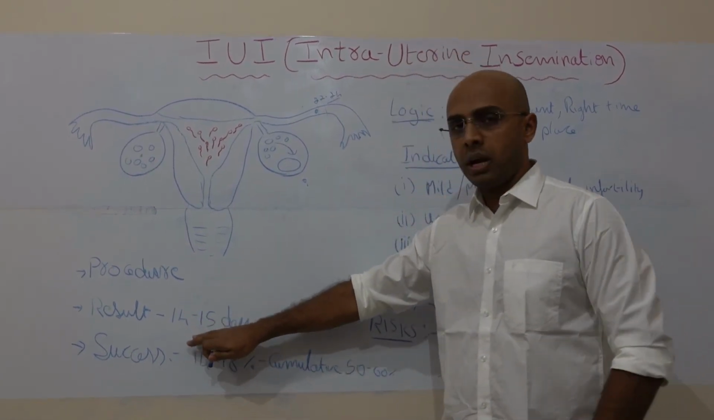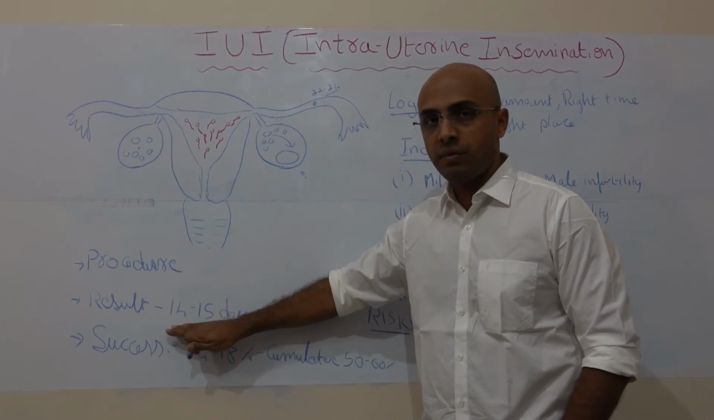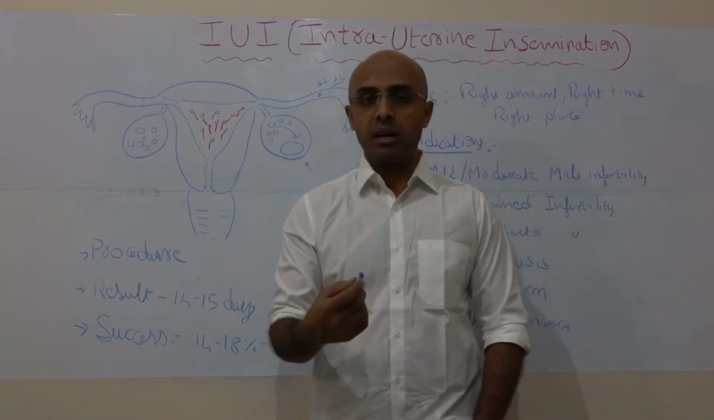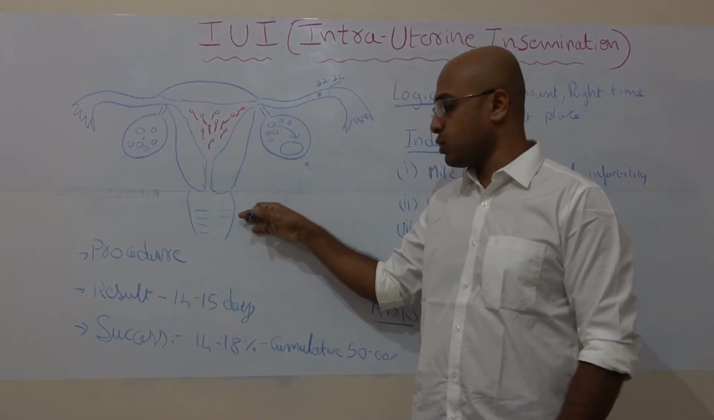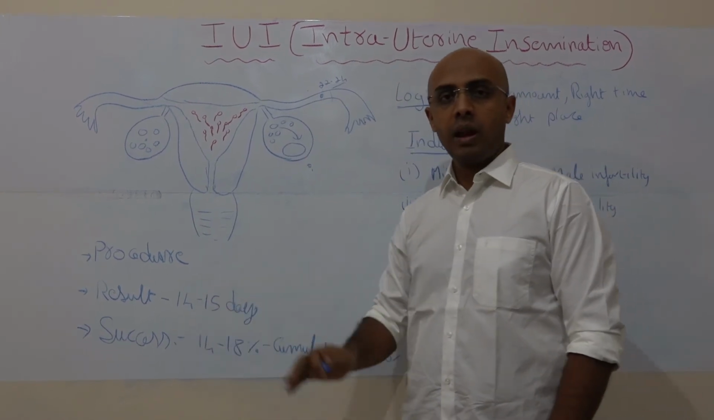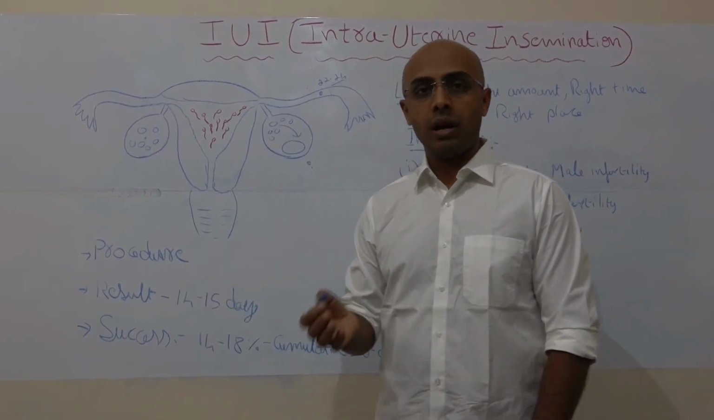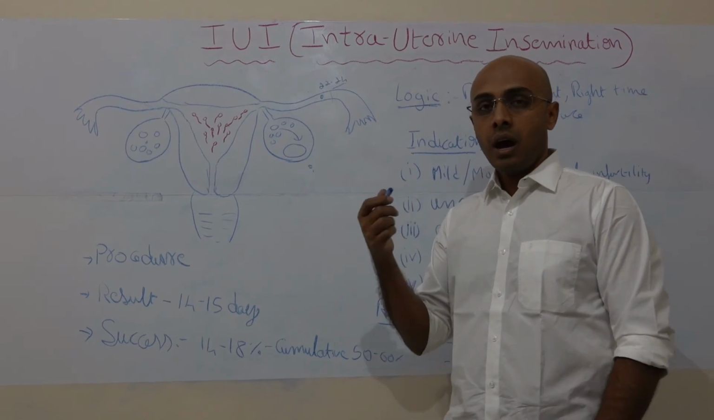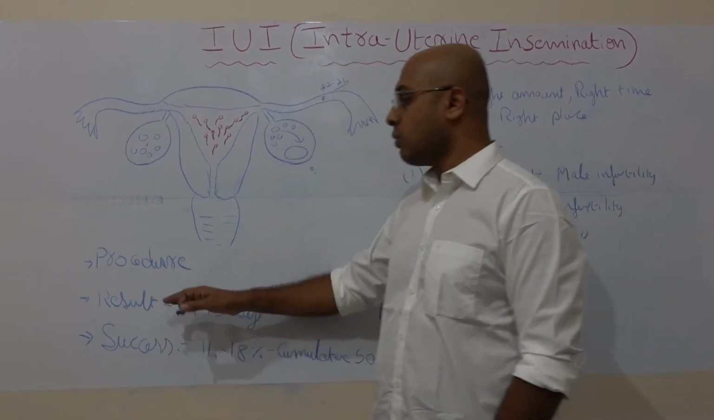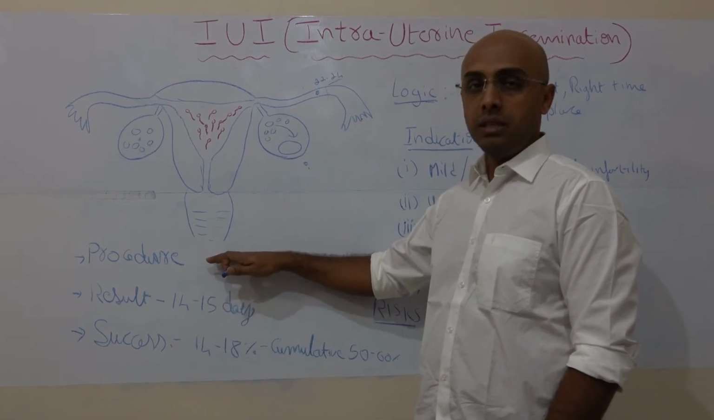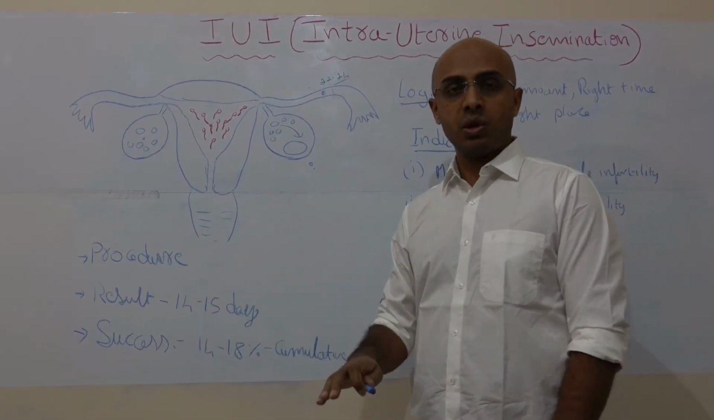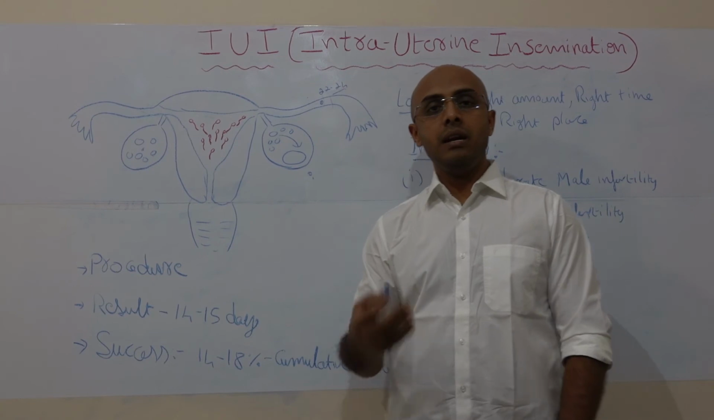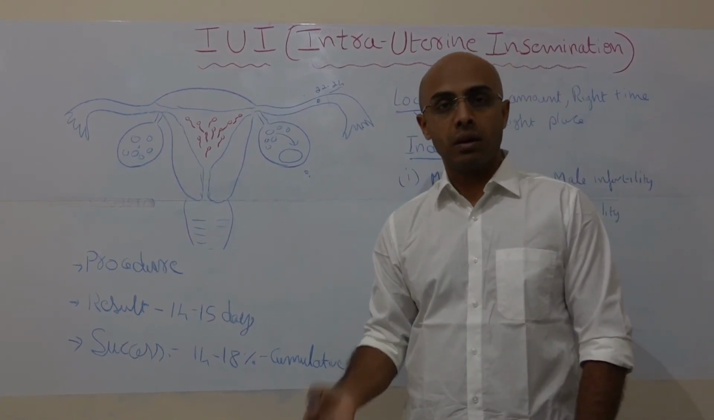To get the result after the procedure, you need to wait 14 to 15 days, and during this time we give you supportive medicines, some progesterones. After 14 to 15 days, we have a result test. Either a urine pregnancy test, which you can do at home or at our clinic, or the beta HCG blood test. Once it's positive, you continue the same medicines. If it is negative, you wait for your period to come, and we can try the IUI in the next cycle. Generally IUIs are tried for 3 to 4 cycles, meaning 3 to 4 months.